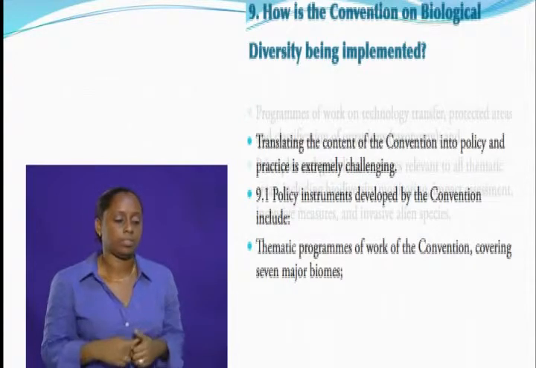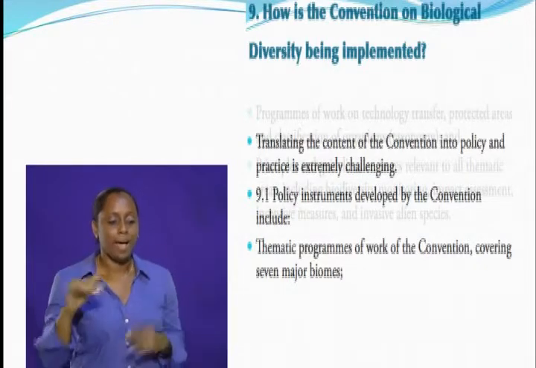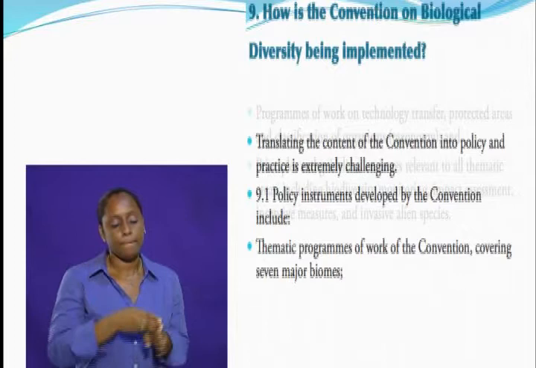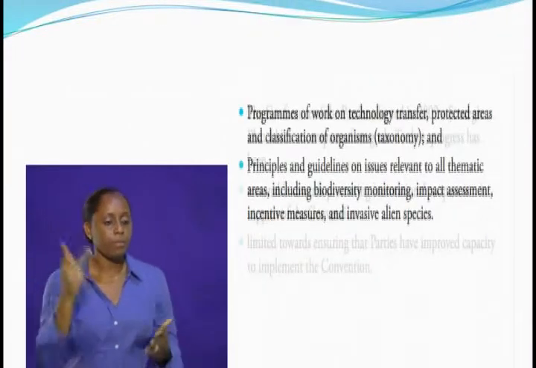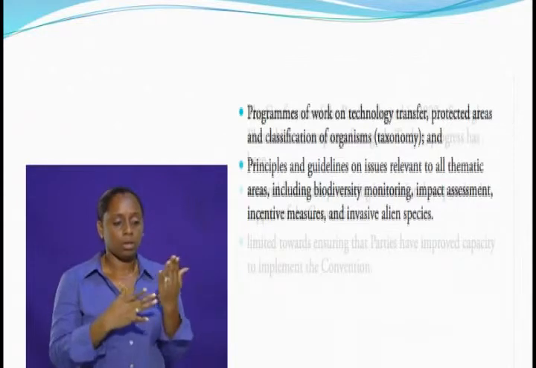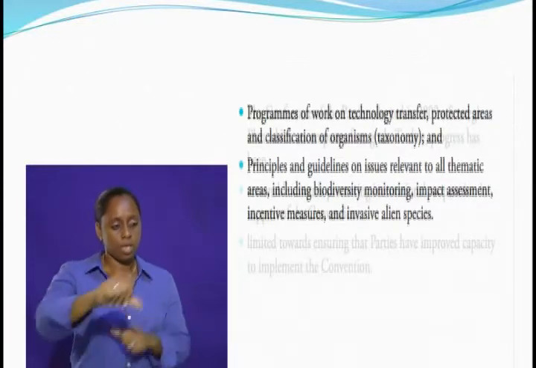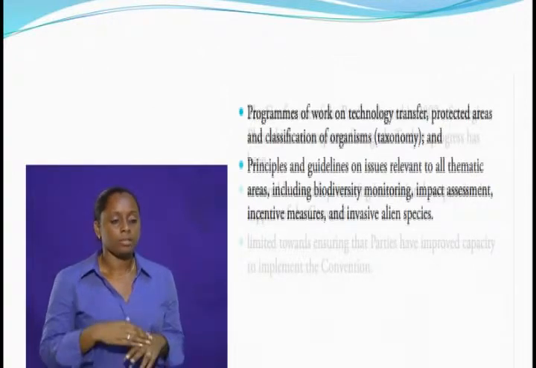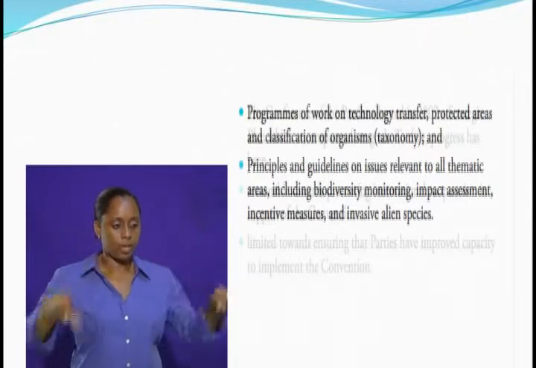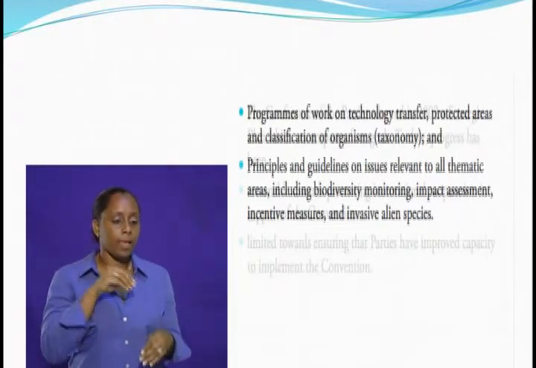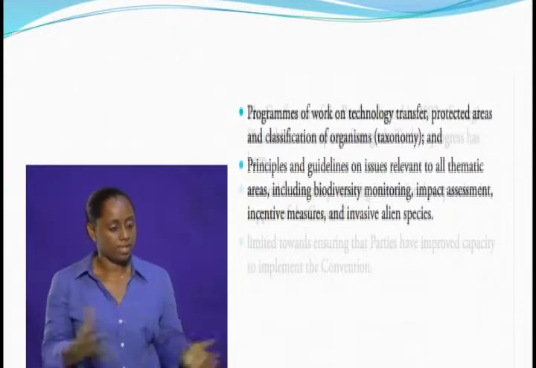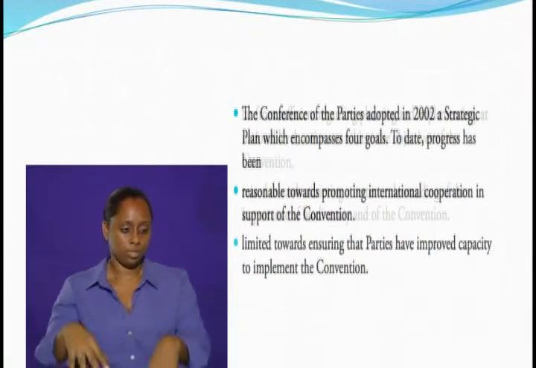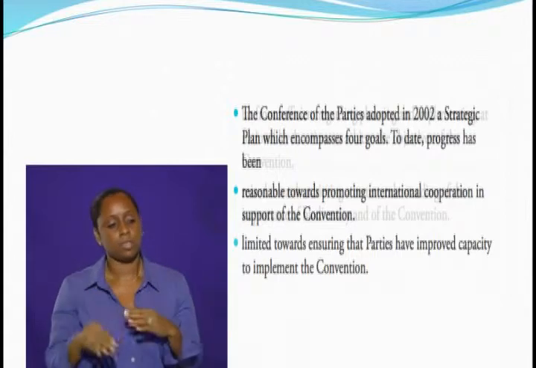Policy instruments developed by the Convention include thematic programs of work of the Convention, covering 7 major biomes, programs of work on technology transfer, protected areas and classification of organisms, taxonomy, and principles and guidelines on issues relevant to all thematic areas, including biodiversity monitoring, impact assessment, incentive measures, and invasive alien species. The Conference of the Parties adopted in 2002 a strategic plan which encompasses 4 goals.